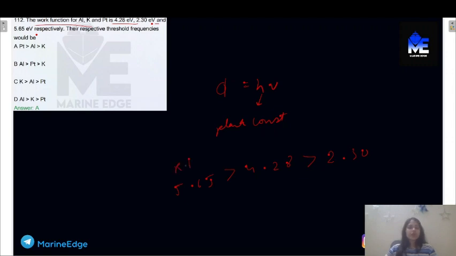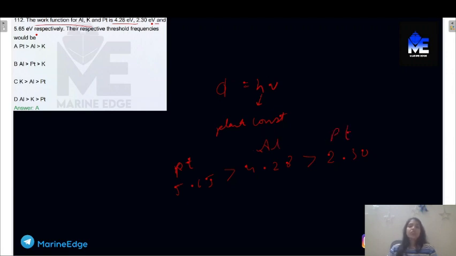This is for platinum. This is for potassium and this is for aluminium. Lastly, sorry, wrong order. This is aluminium and this is potassium.